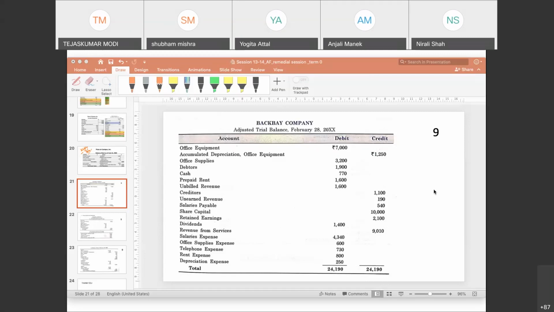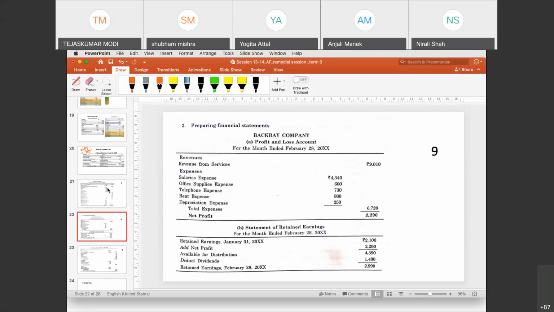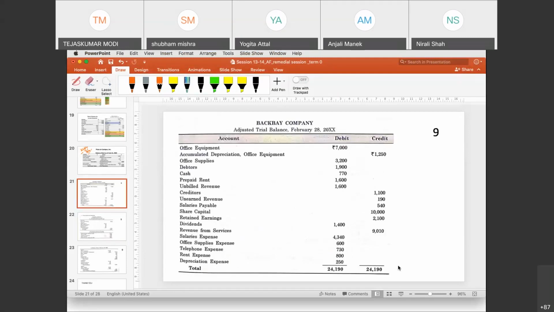Everyone is getting the answer 2290 or whatever or not? I have to check, Rashi ji. I have to check. Good, all of you are participating. Really nice to see.